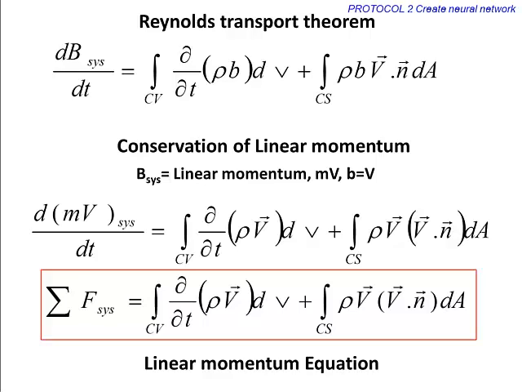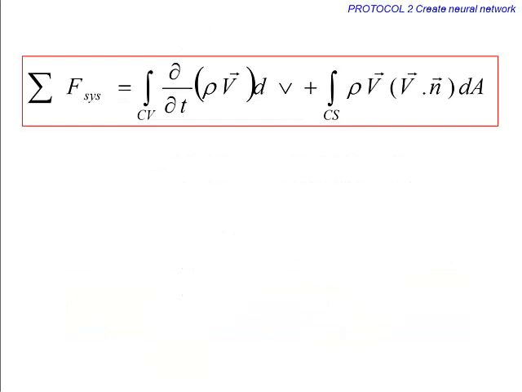The physical meaning is that the rate of change of linear momentum of the system within the control volume, plus the net momentum flow across the control surface, will be equal to the net force acting on the fluid system. Consider the linear momentum equation again, derived using the Reynolds transport equation. Let us discuss the meaning of each term.